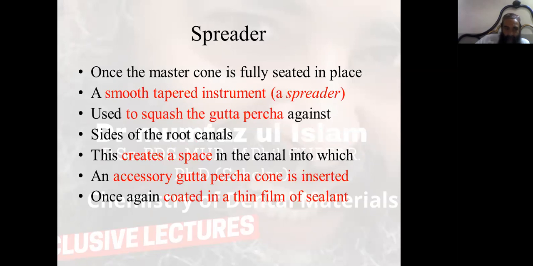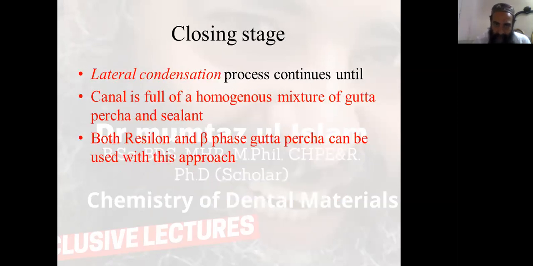Now the spreader. Once the master cone is fully seated in place, a smooth tapered instrument, which is called a spreader, is used to squash the gutta percha against the sides of the root canal. This creates a space in the canal into which an accessory gutta percha cone is inserted, once again coated in a thin film of sealant.